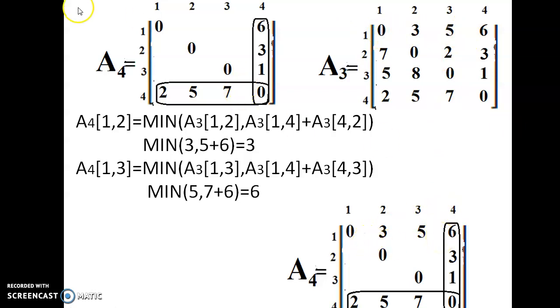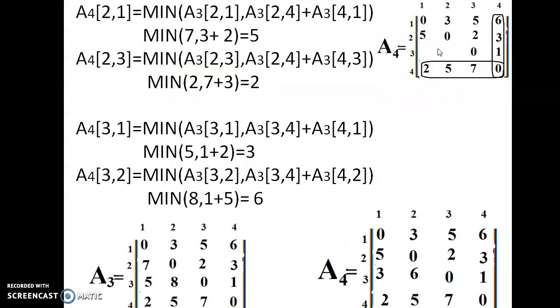Now we want to find out the value present here. The value present here, how we are getting: the value present in the row is 3. The value present in the column is 2. 3 plus 2 is 5. And 7 is present here. So in the next diagram we will see that 5 is replacing this 7. And for finding out this particular value, it is 7 plus 3, it is 10. And already 2 value is there which is less. So we are placing that particular value here.